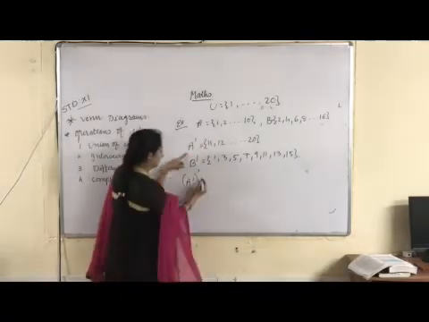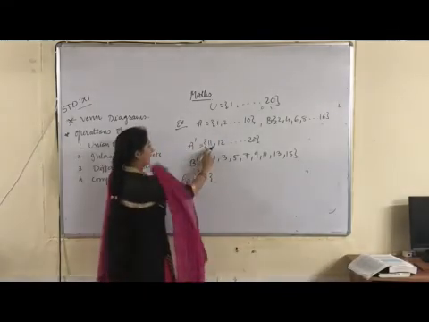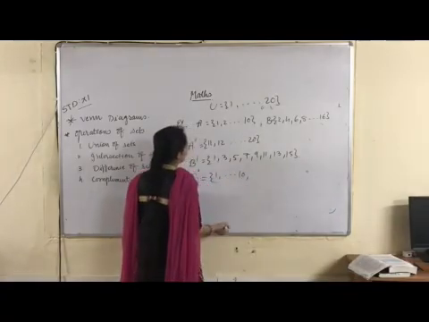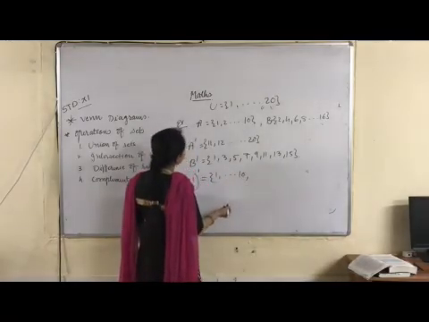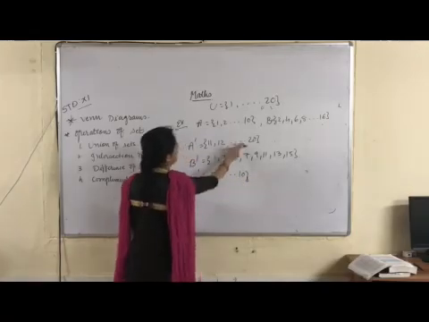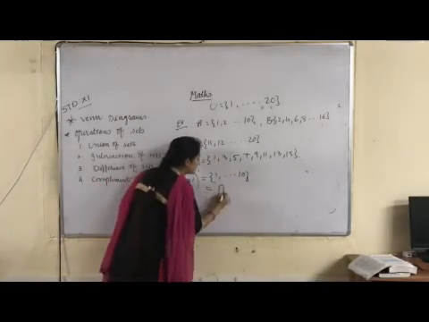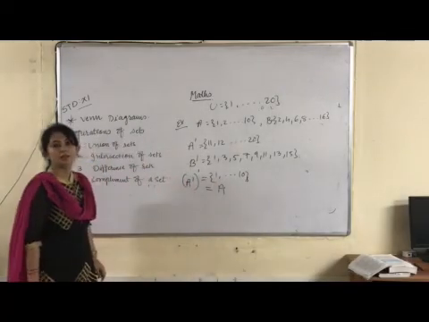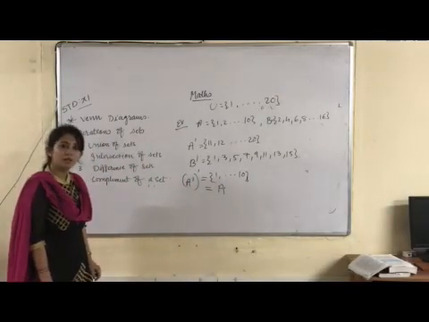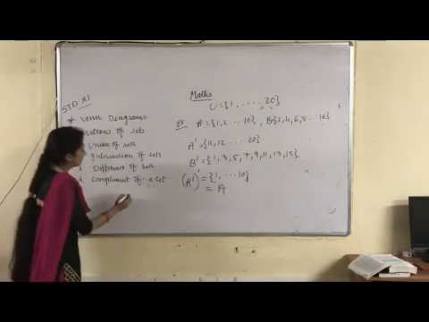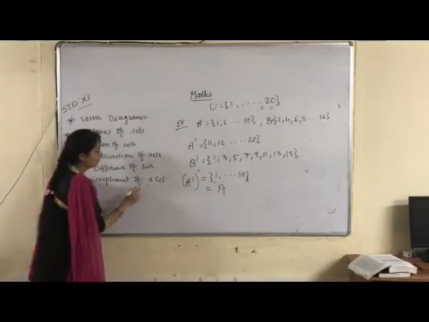Suppose A dash is there. Then A dash, whole dash, if I want to find out, what will it be? 1 to 10 will be there. Right? And 11 to 20 are here. So A dash, whole dash means what? Set A. Clear? Okay.